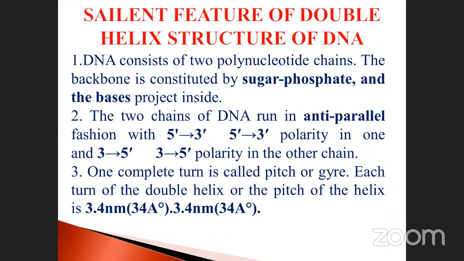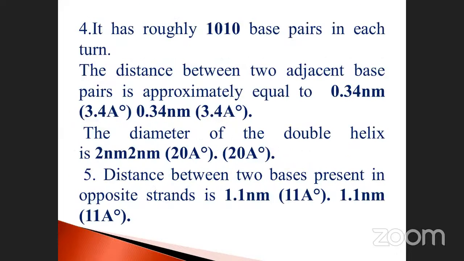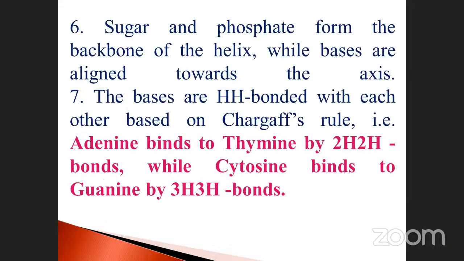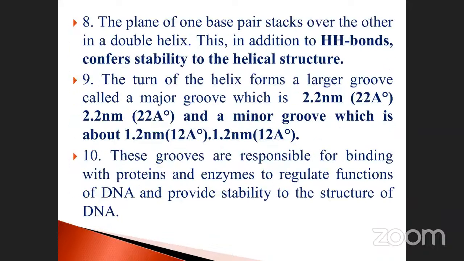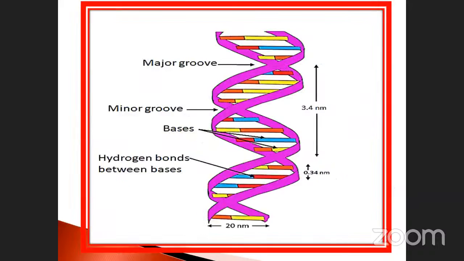And then the salient features we already discussed, same as in the previous one. How many base pairs are there? How many angstroms? What is the diameter? How many bonds are present? And the major groove and minor groove, how many angstroms? 2.2 nanometers in the major groove, and the minor groove is 1.2 nanometers.